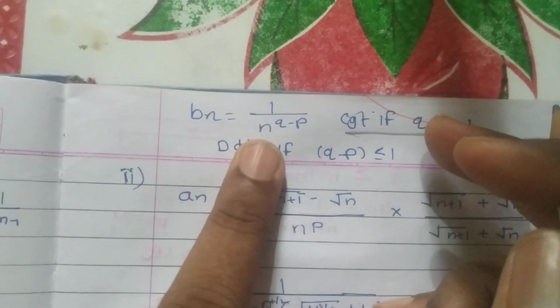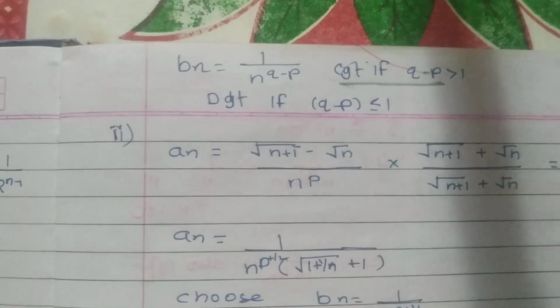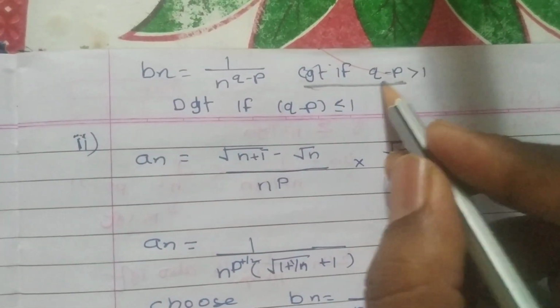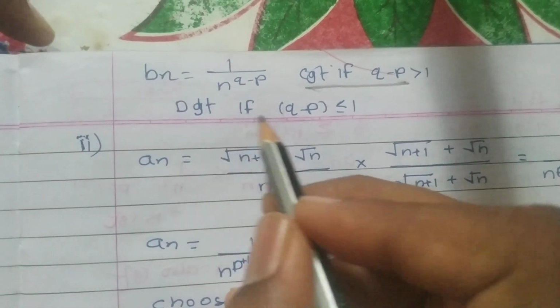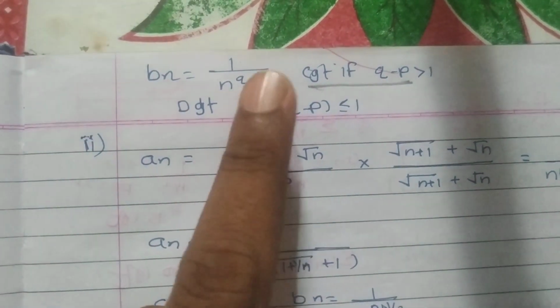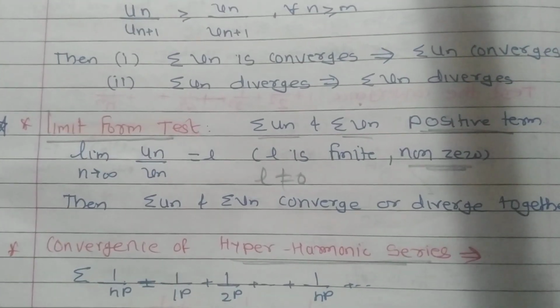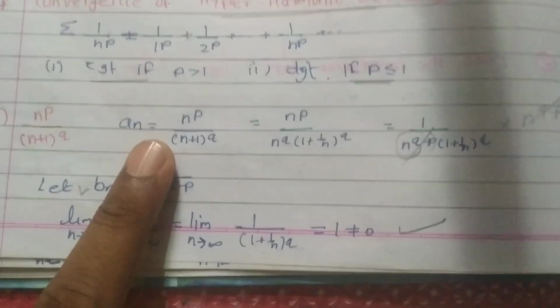This is the p test, the convergence of the hyperharmonic series. It is convergent if q minus p is greater than 1, and divergent if q minus p is less than or equal to 1. Therefore this series is convergent.